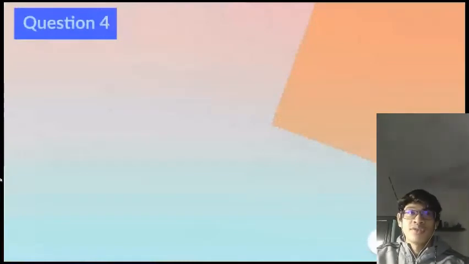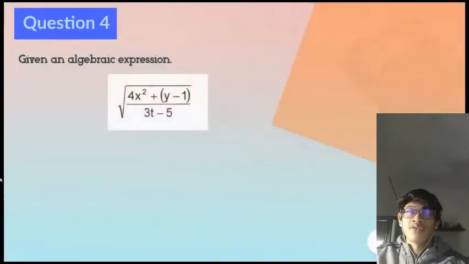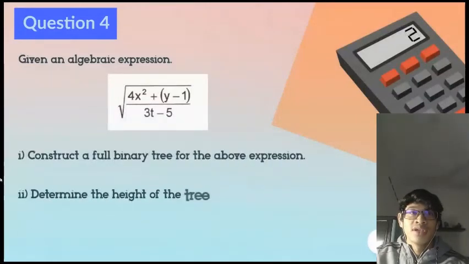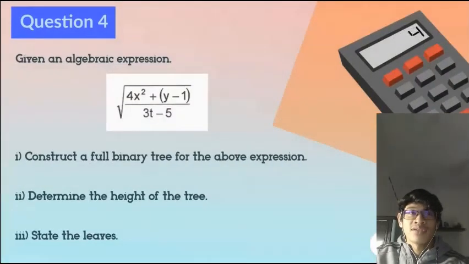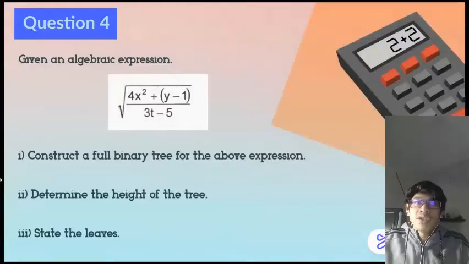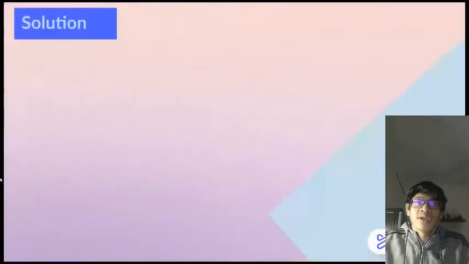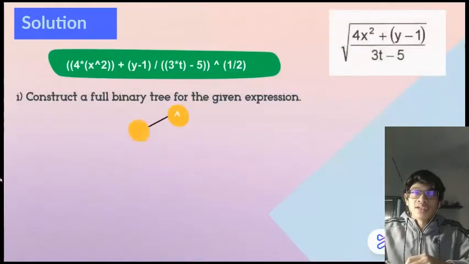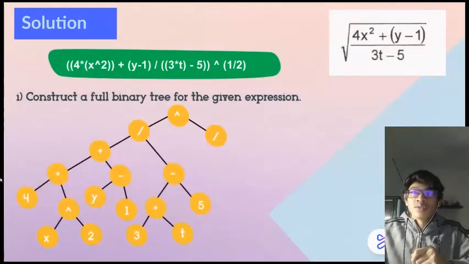So next is question 4. The first question needs us to construct a full binary tree. The given algebra expression is the square root of 4 times x squared plus y, minus 1 over 3t minus 5. We need to change the algebra expression to a simpler form. Here is the simple form that we have changed to. We need to choose the root for the binary tree. Every operator will become a root or a parent if it has an operand.